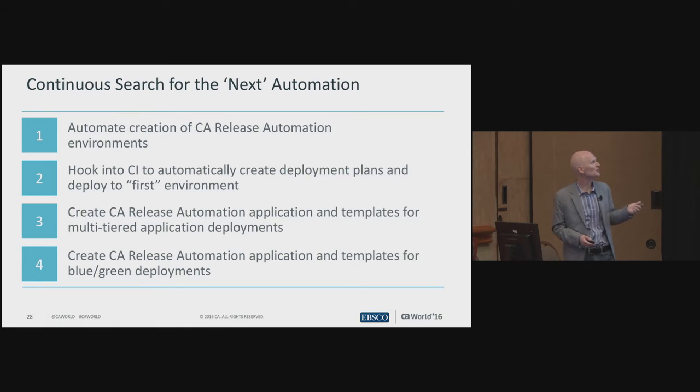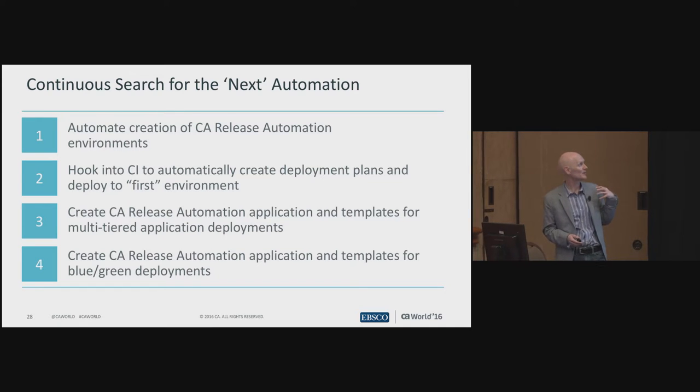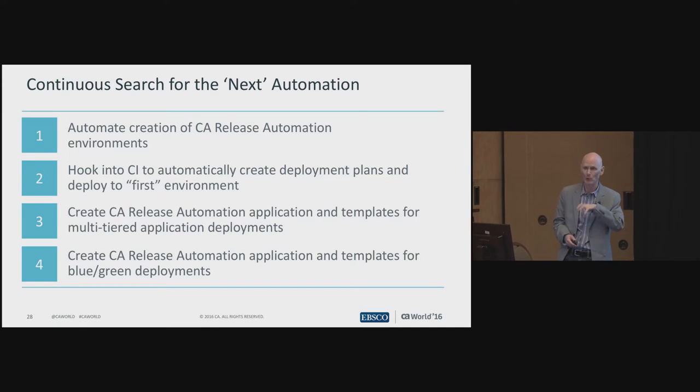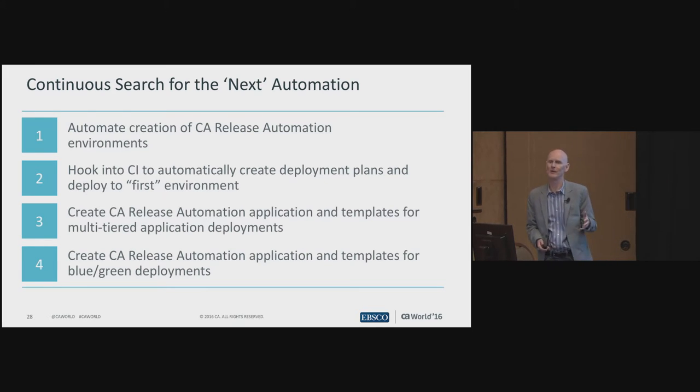And in addition to that, we want to hook in to their CI to automatically create deployment plans once an artifact is created and execute the first deployment. Now that's a fairly straightforward thing to do in RA. We've done it in POCs and other experiments and whatnot. We just didn't want to make it a requirement for initial onboarding onto our data-driven approach here. But it's often one of the first questions that come up as we start to get people on board, because it seems like a very automatable thing, and it really is.